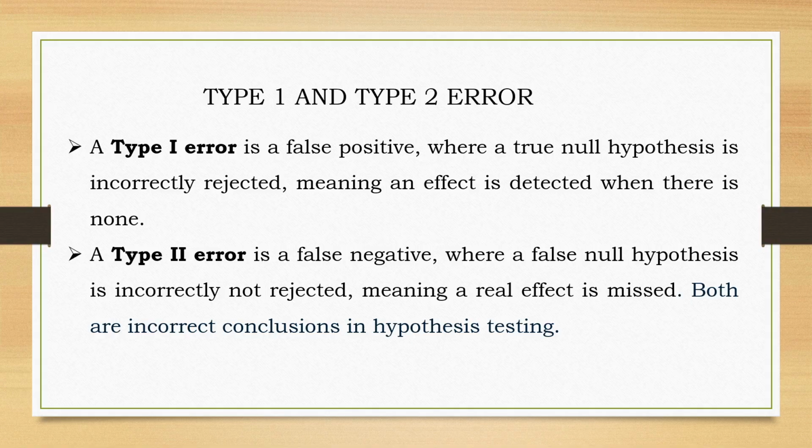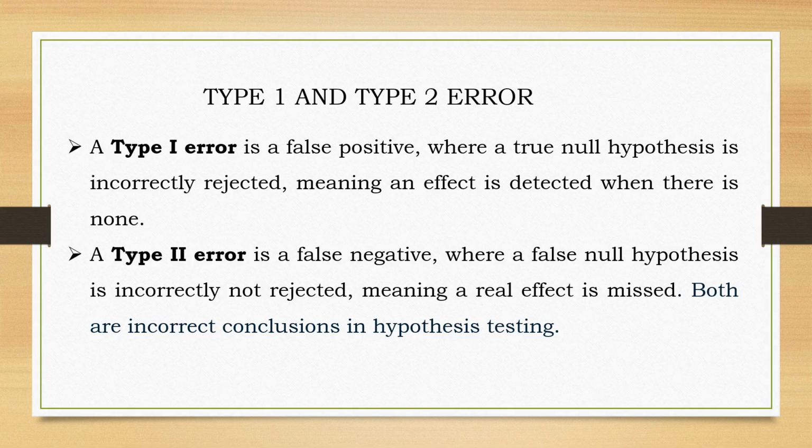A type 1 error is called a false positive, where a true null hypothesis is incorrectly rejected, meaning an effect is detected when there is none. For example, if the null hypothesis says that there is no sickness or no disease, while the alternative says there is sickness, this true null hypothesis was rejected. And then we accept the alternative hypothesis, which says that there is sickness, but that person is not sick.